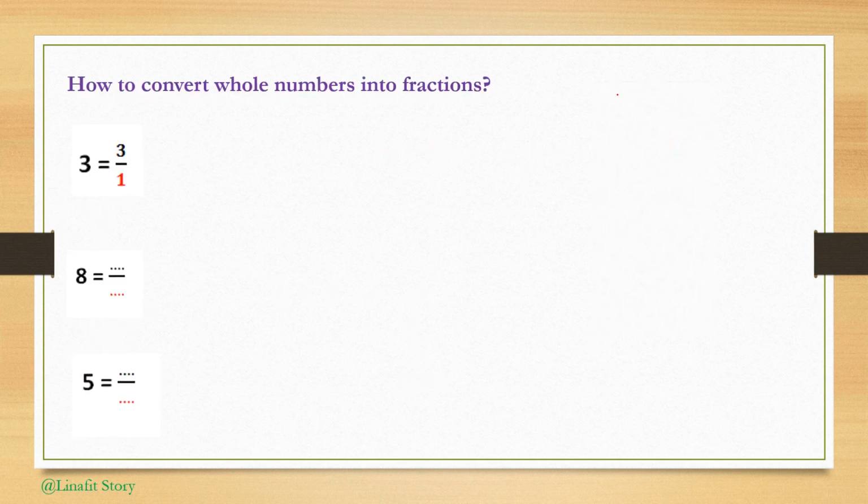Next, how to convert whole numbers into fractions. To convert a whole number into a fraction, put 1 under the whole number. Then you have turned it into a fraction. For example, 8. How to convert 8 into a fraction? So 8 out of 1. Why 8 out of 1? 8 out of 1 means 8 divided by 1 equals 8.